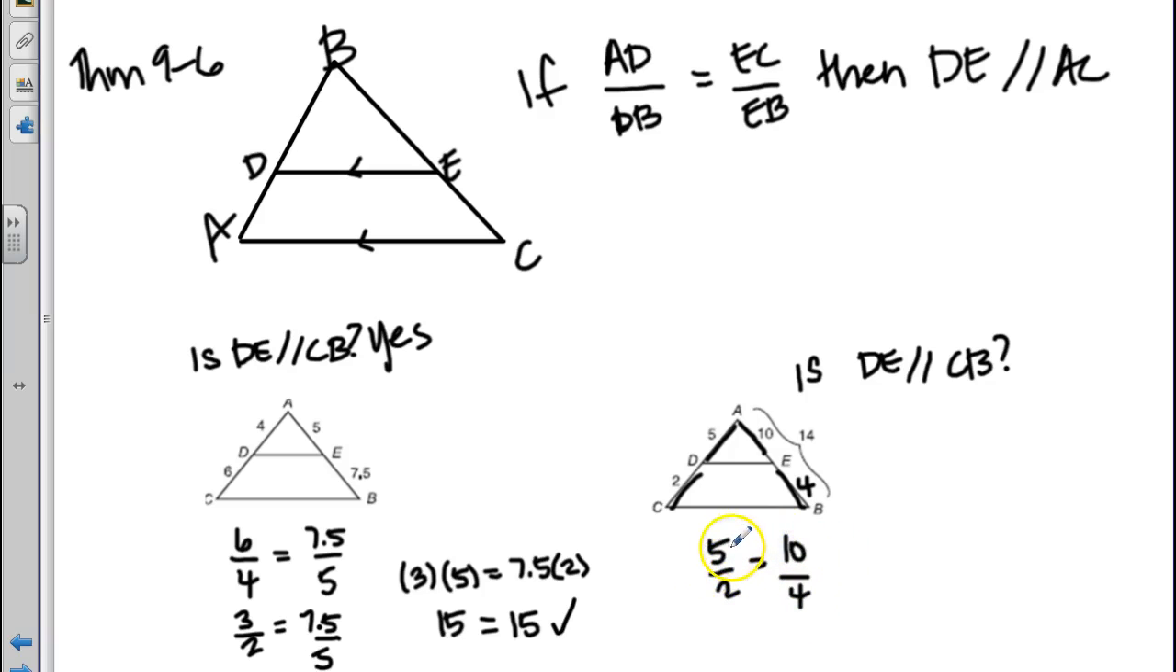So if you can see, if I multiply 5 by 2, I get 10. Multiply 2 by 2, I get 4. So yes, they're the same. Or you can reduce this side, and yes, they're the same. Cross multiplying, we would get 20 for both, so you could check it that way as well. So yes on that.